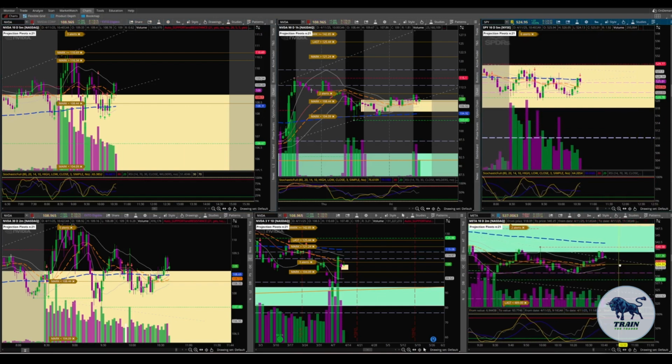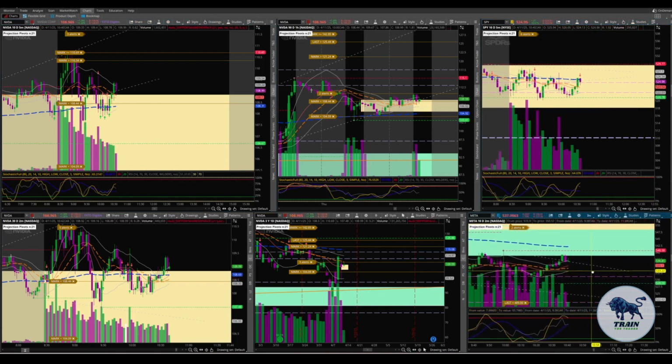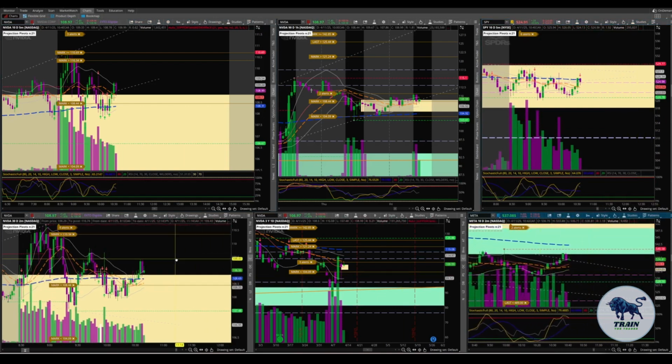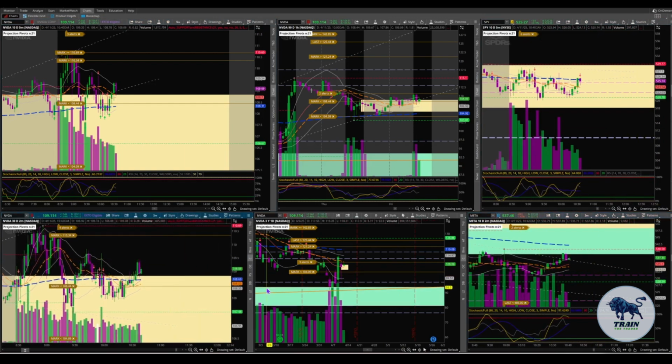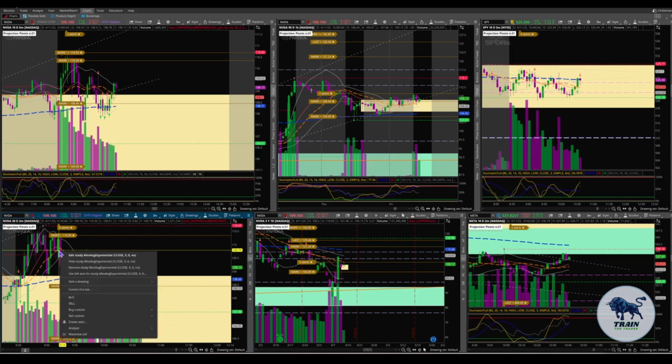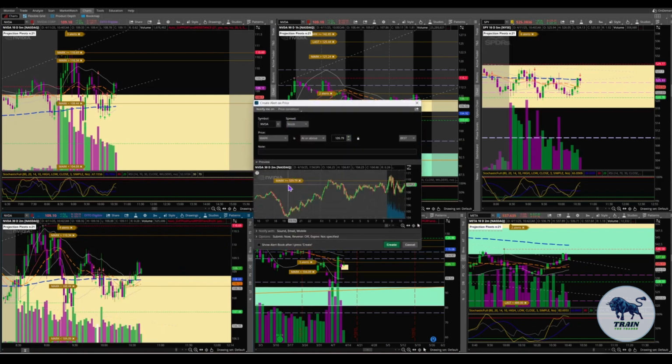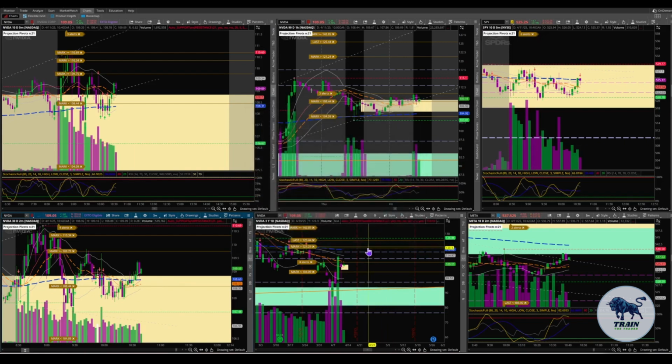It's no bad news, you know. It's just a matter of participation, I think, at this point. Checking back. Here we go. Next level to take out is this 109.75, at or above that.